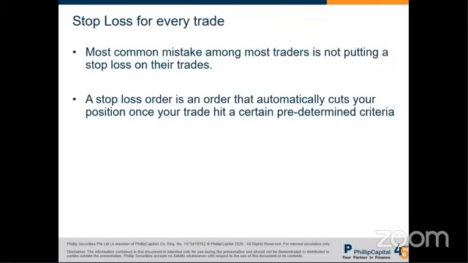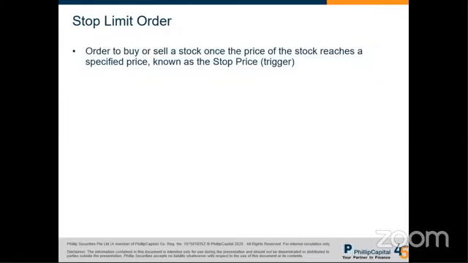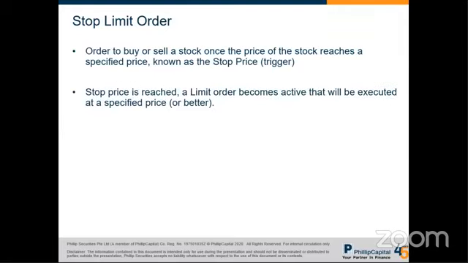So we will be talking about 3 different order types. The first order type is the stop limit order. It is an order to buy or sell a stock when it reaches a specific price, known as the trigger. Subsequently, when the trigger price is hit, your limit order will become active and be executed. Later, we will explain this in the live demo, because when I talk about this, I think people still can't visualize.